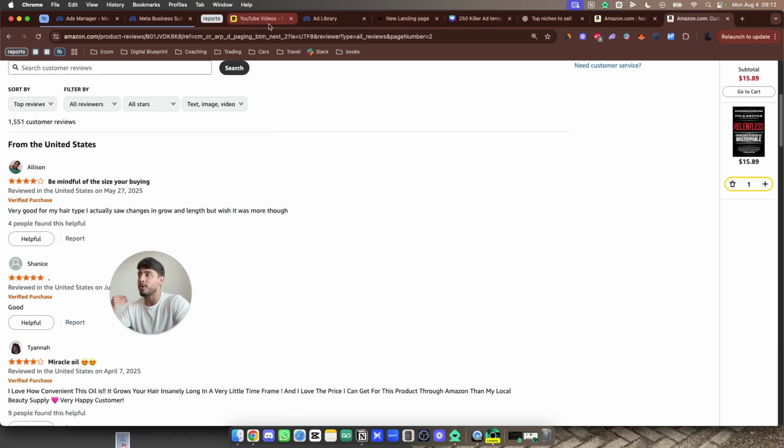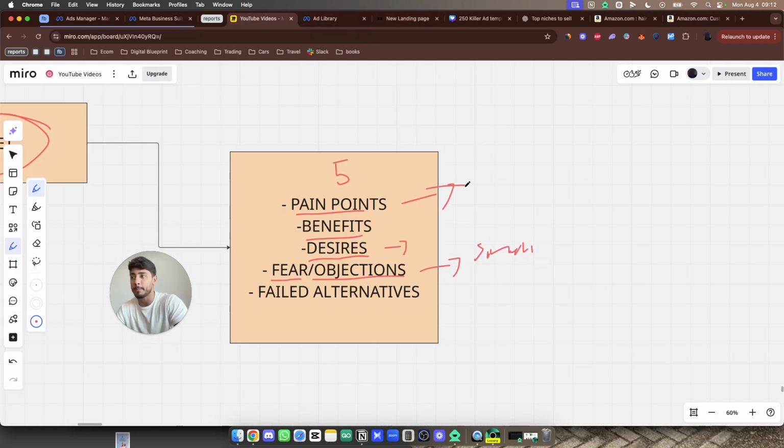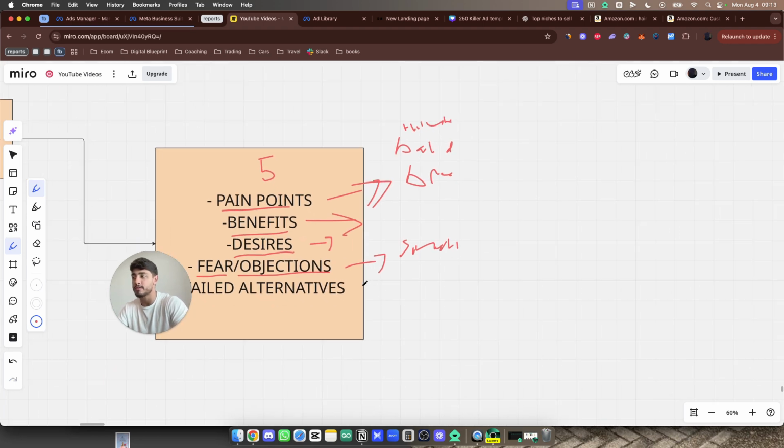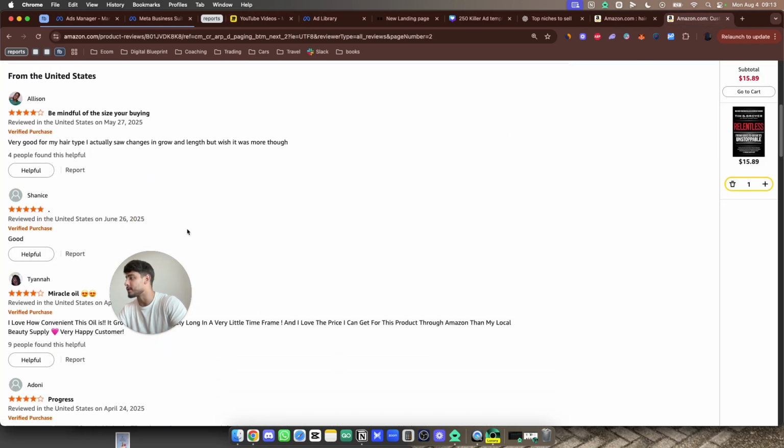You can just write down all these things by continuing the research. Like pain points: breakage, right? A lot of people have breakage. A lot of people have bald spots. Or a lot of people have very thick hair and they want smoother hair, or they want nicer hair. We get the point. Benefits you can write down. Fears, alternatives. Probably someone is talking about it here somewhere, right?